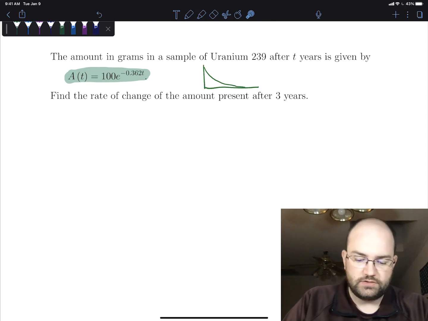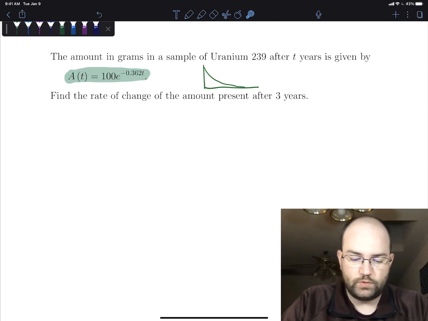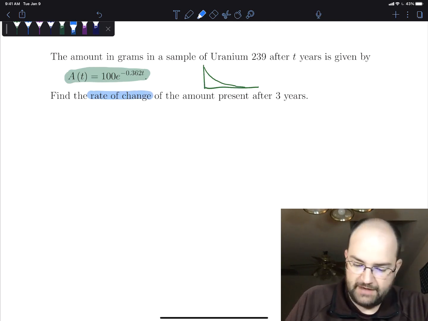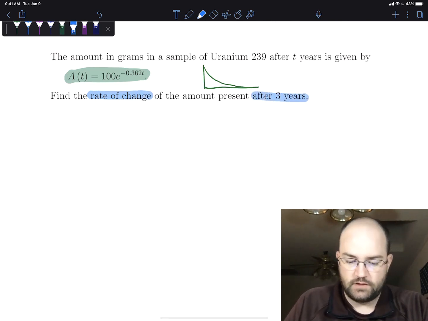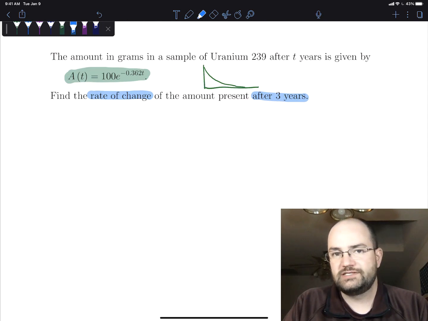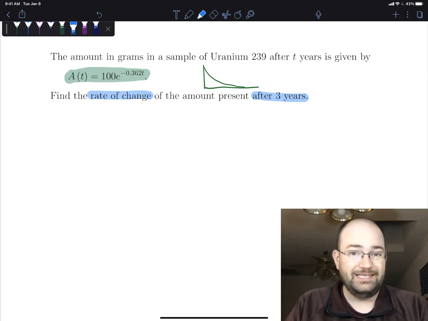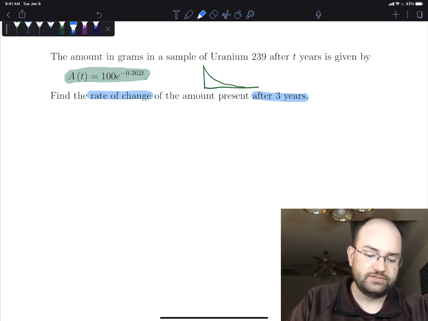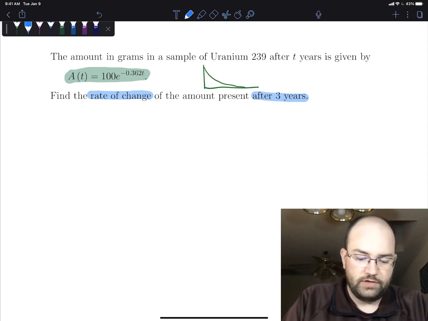So to do this, we want to realize that the rate of change is what we want after 3 years. First of all, we're going to look at this in two different ways. First, we're going to look at this as the rate of change at any given time t, and then figure out what it is at 3 years. So what we want to do is find A prime of t.